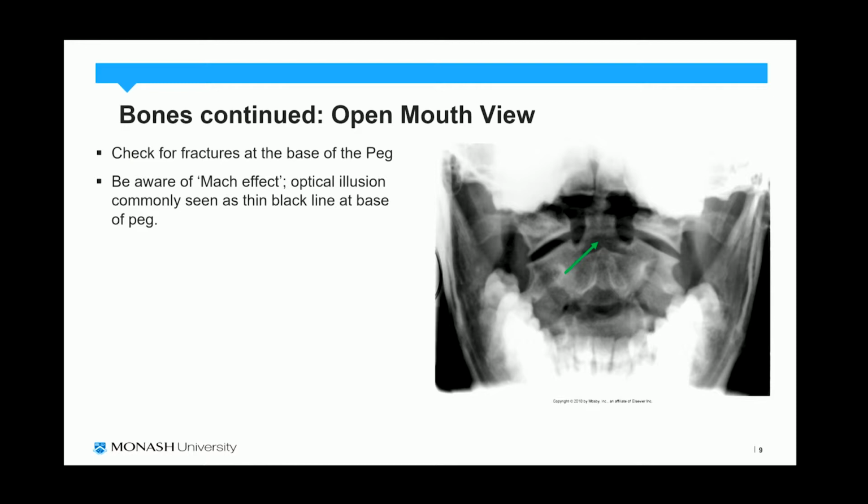In the open view, check for fractures also for the base of the peg. However, be aware of the Mach effect, which is an optical illusion commonly seen as a thin black line at the base of the peg, which is indicated here with the green arrow.